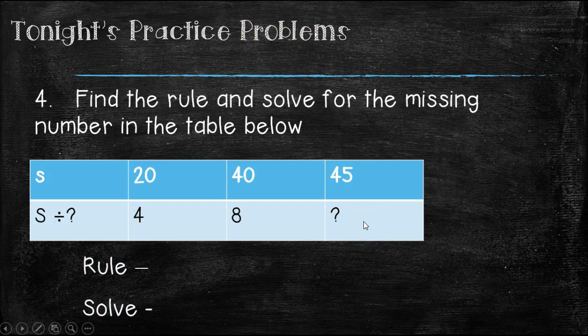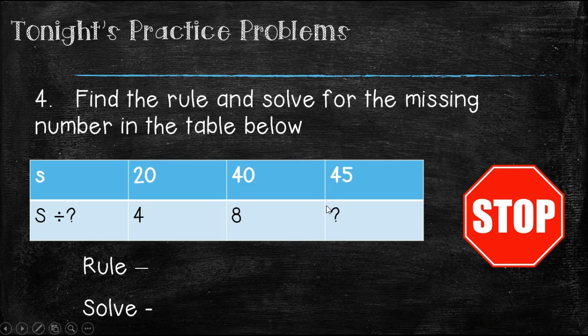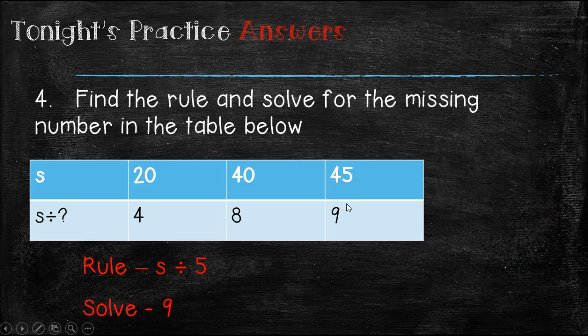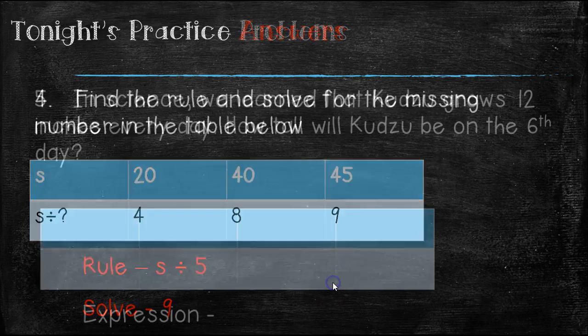Here is number 4, not the last one, sorry, we have 5 tonight, but you're going to find the rule and solve for this one as well. Go ahead and pause the video and come back when you're ready. Coming back in 5, 4, 3, 2, 1. The rule is S divided by 5, and when we solve, the answer is 9.